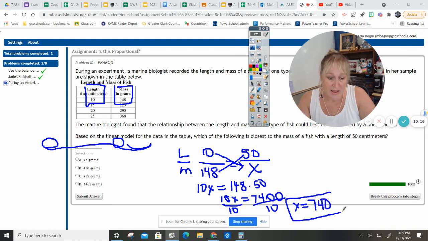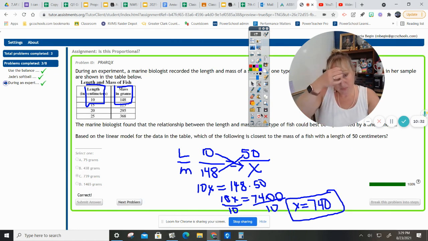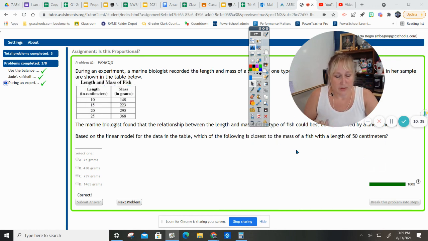So this is my estimation. It's not perfect, but it's 740. So does it have that answer? Yes, it does. So we can use that answer of 740. Submit answer. Oops, I hit the wrong thing. There we go. All right.